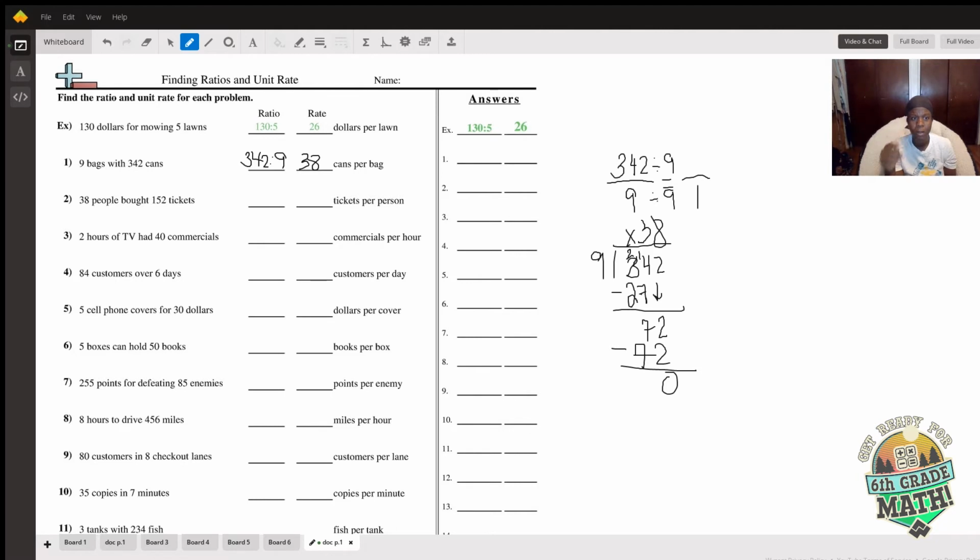Let's do another one. 38 people bought 152 tickets. Okay. So the unit rate is asking you tickets per person. So we look at the amount of tickets, that goes first. And then the amount of people goes second. So the ratio is going to be 152 to 38. Now we need to find the unit rate.